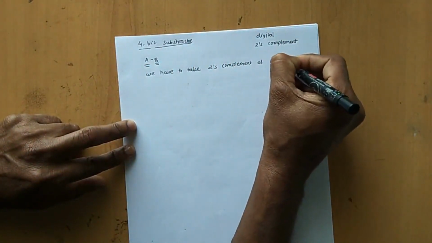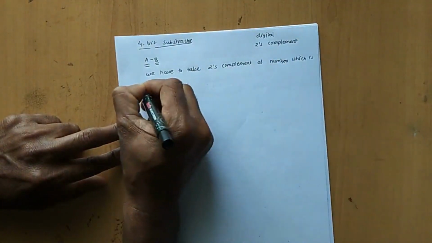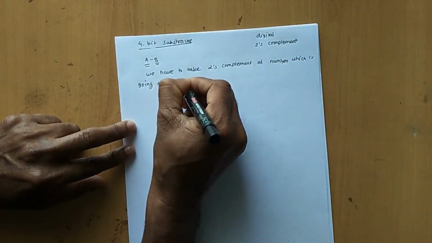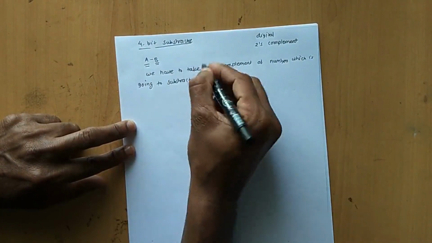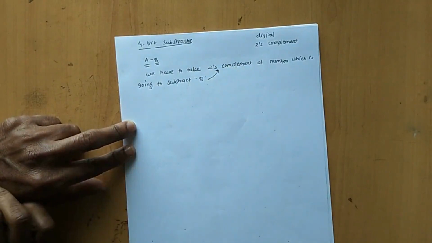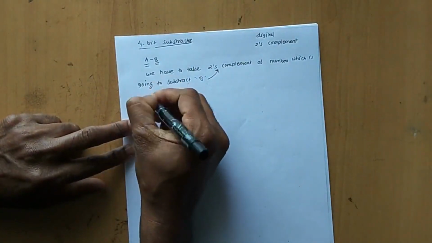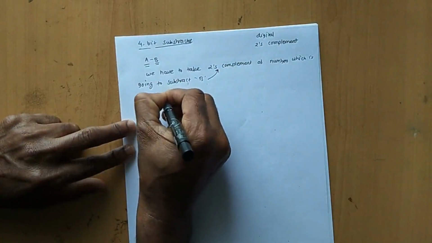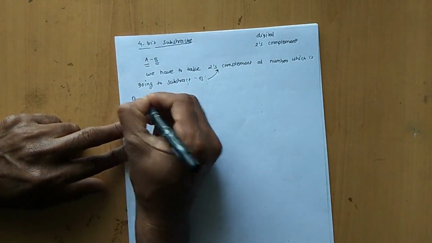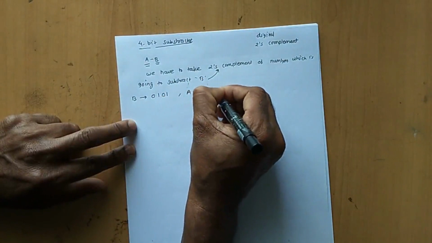the number which is going to be subtracted. So number B is going to be subtracted, so we have to take a 2's complement of number B. How is 2's complement calculated? First, assume number B is 0 1 0 1. This is number B. And number A, assume, is 1 1 0 1.